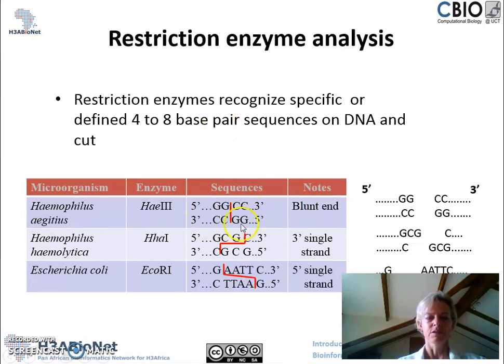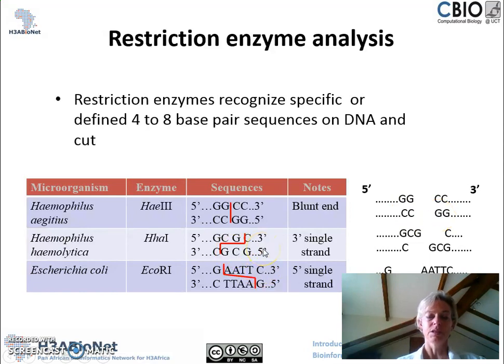So in this example with HaeIII, you can see that the recognition sequence is GGCC, and then the other strand is just the 3' to 5' reverse complement. And in this case, the enzyme cuts straight down the middle, so that when you get to the product, there's no overhang. So that's what's called a blunt end.